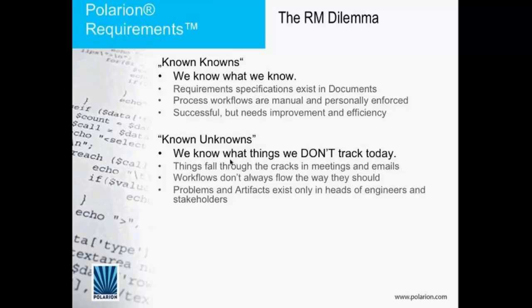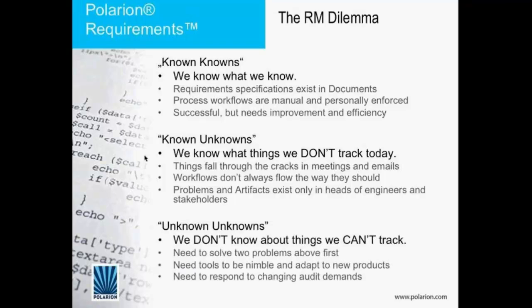Well, obviously, in Polarian, we want to be able to improve the known knowns, and we want to provide a system to capture the things we know we don't track today, because there's a third dilemma here, which is the unknown unknowns. In the unknown unknowns, we don't even know what we don't know. Because we can't solve these first two problems, we're not nimble enough to pick up new product design, to be able to respond quickly to the needs of auditors or the needs of suppliers in an expanding and complex development environment.